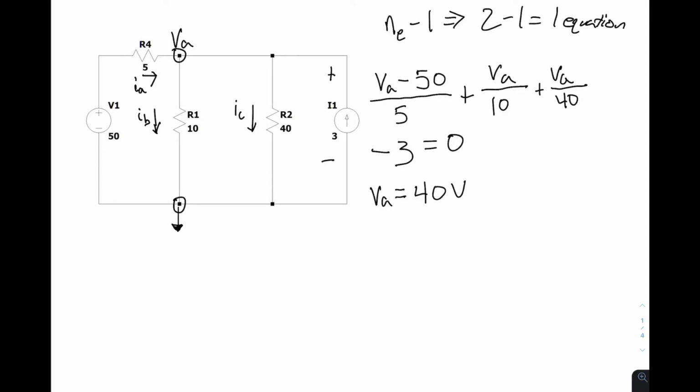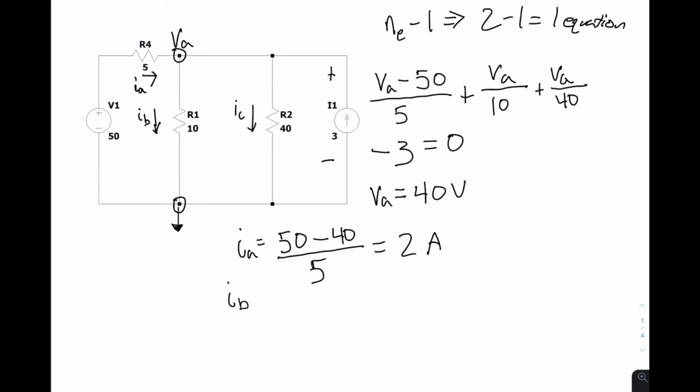In this example, we're also going to find the current, and since the current direction was already given to us, we can start off doing Ohm's law the correct way. So IA is going to be equal to V1, which is 50, minus VA, which is 40, divided by 5, which is going to equal 2 amps.